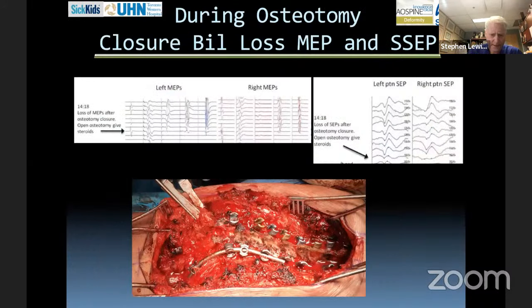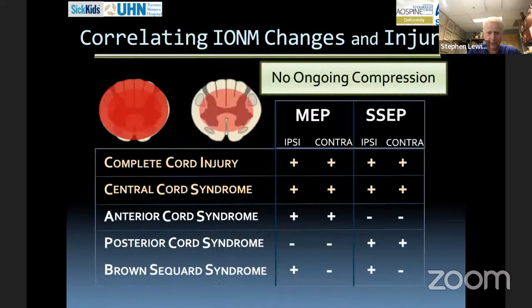So we were cruising along. We did releases, apical release for this patient, and things were fine until we closed the osteotomy. When we closed the osteotomy, we lost bilateral MEPs, and we had a loss in the SSEP as well on both sides. So we lost after osteotomy closure. Now we're looking at either a complete cord or central cord syndrome. So this is a traumatic event.